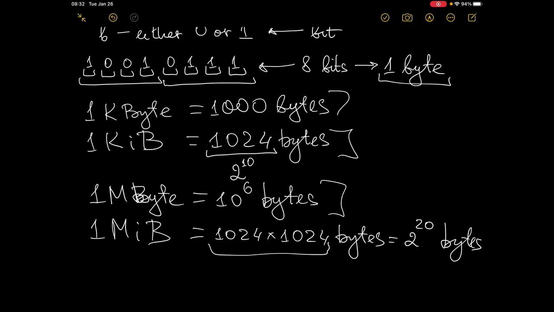prefixes like kilo and mega, which we usually use, just mean that you need to multiply the unit by 1,000, right, or by 1 million. So in order to separate them, standard institutions started to use kibibyte and mebibyte instead of what was used before, kilobyte and megabyte.